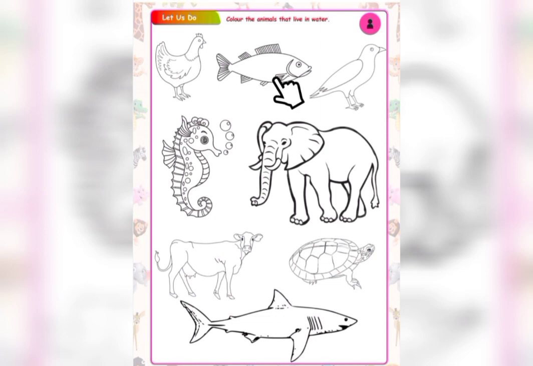Yes. Fish and seahorse, whale and tortoise. What are the animals that can live in water? Fish, seahorse, tortoise and whale. So for these animals only you are going to color.